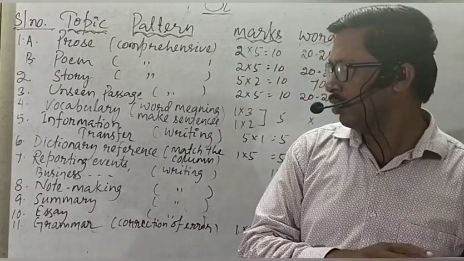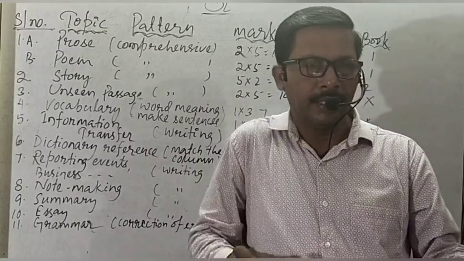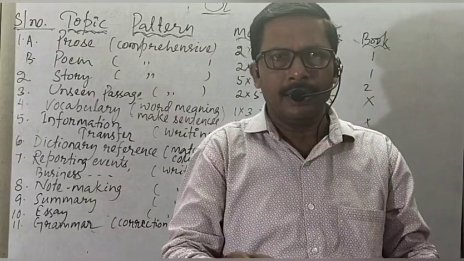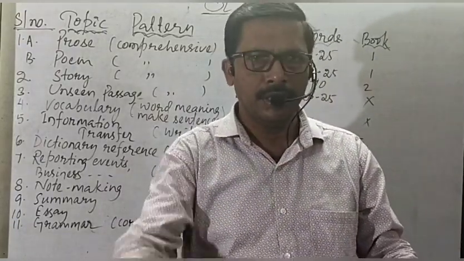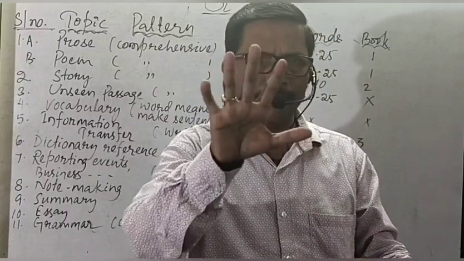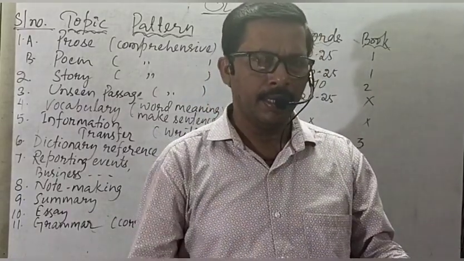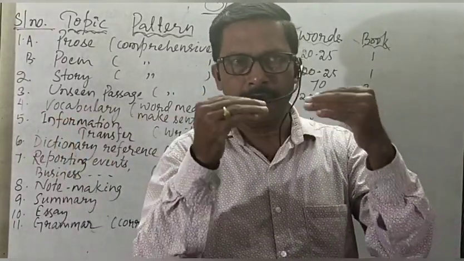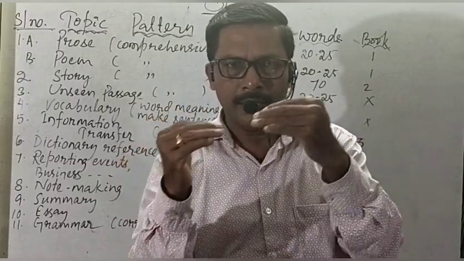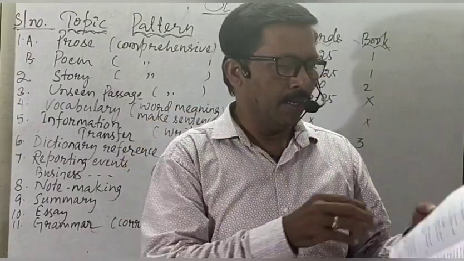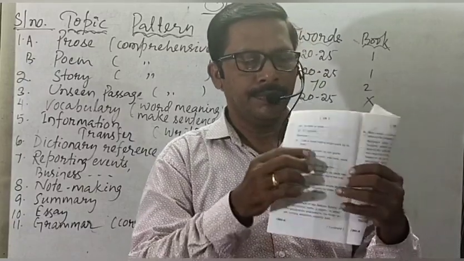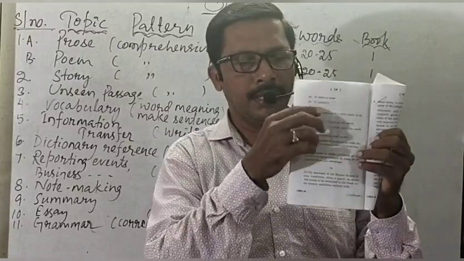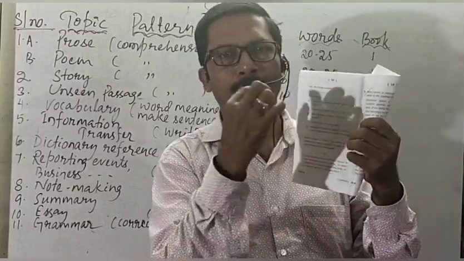Next, number 6 is dictionary reference. As we know, one word doesn't have only one meaning. One word has multiple meanings. So here in the question paper, 5 meanings of one word will be given, then 5 sentences with that word, and we have to match the sentence to the meaning. Right sentence to right meaning. Here 3 meanings are given before and 2 meanings there, then 5 sentences. We have to match them.